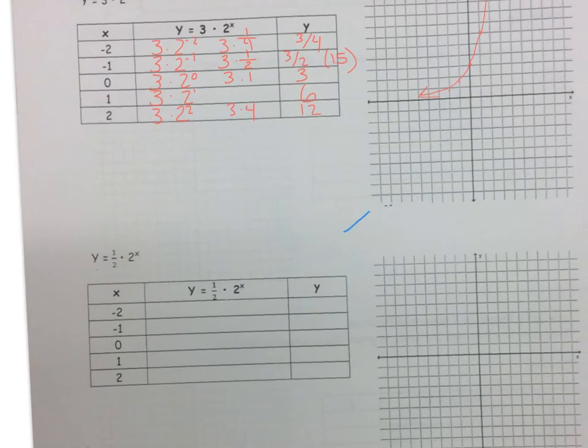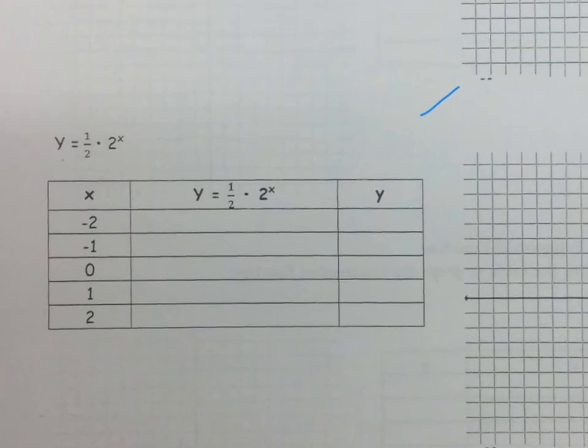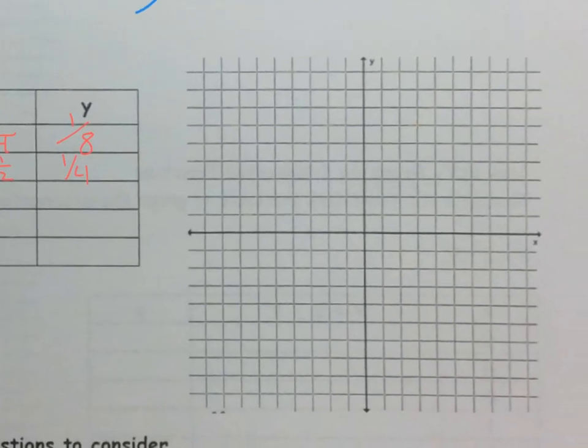We'll take a look at the first few problems from this one because I know it's kind of tricky. We've got 1/2 times 2 to the negative 2. That's 1/2 times 1 over 2 squared, which is 4. That's 1/8. This is 1/2 times 2 to the negative 1. That's 1/2 times 1/2, which is 1/4.